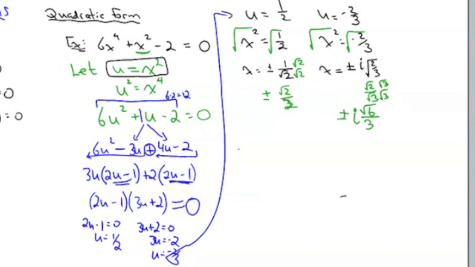All right, final solution. X is equal to, how many solutions do I have? 3. No, 2. 4. Plus or minus, that's 2 solutions. Plus or minus, that's another 2 solutions. So this is the square root of 2 over 2, negative square root of 2 over 2. So that's plus or minus the square root of 2 over 2. And the second one is going to be i square root of 6 over 3 and negative i square root of 6 over 3.